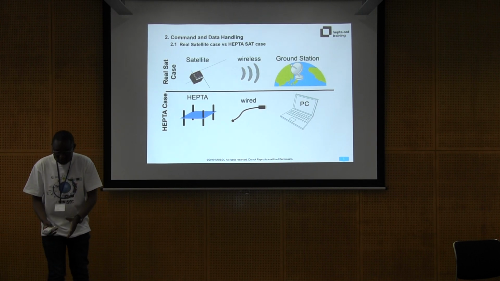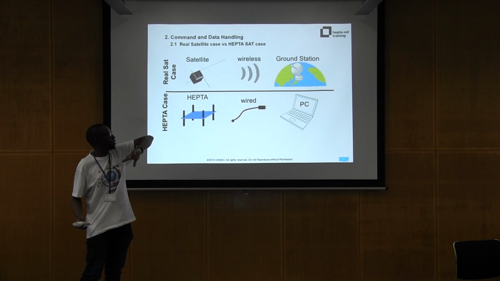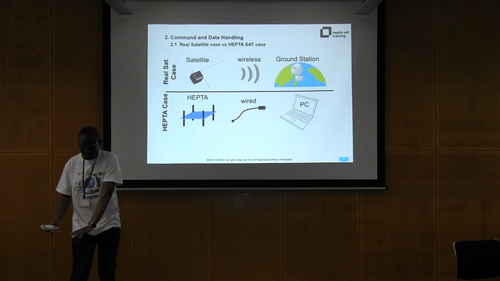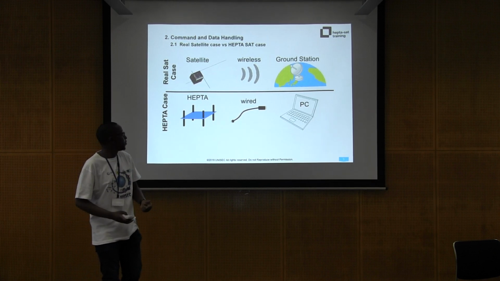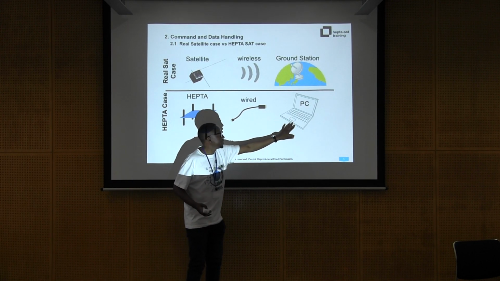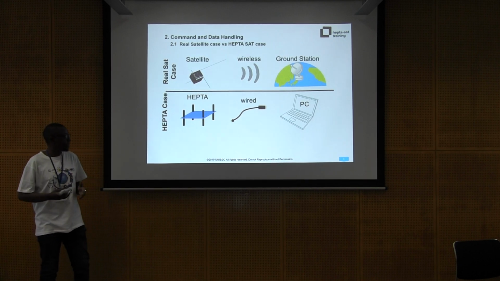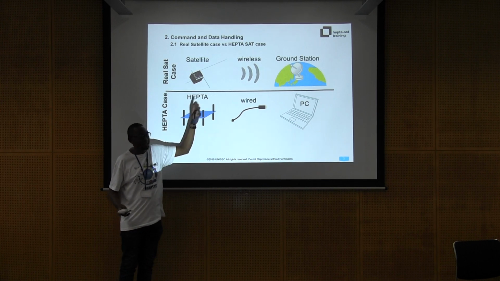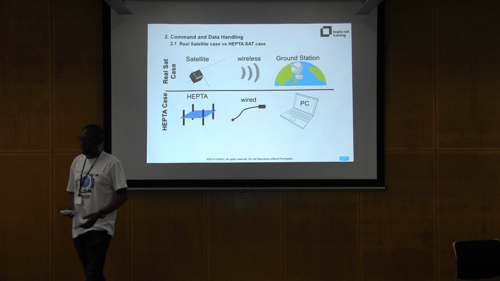We've got the ground station and we've got the wireless medium to the satellite, because the satellite will be in space and we've got the ground station. But in our case, for the HEPTA-Sat, we've got the HEPTA-Sat, we've got your wired cable and your PC. So this HEPTA-Sat is representing the satellite in space, and the cable is representing the medium for the wireless transmission. At the same time, your PC will be the ground station.